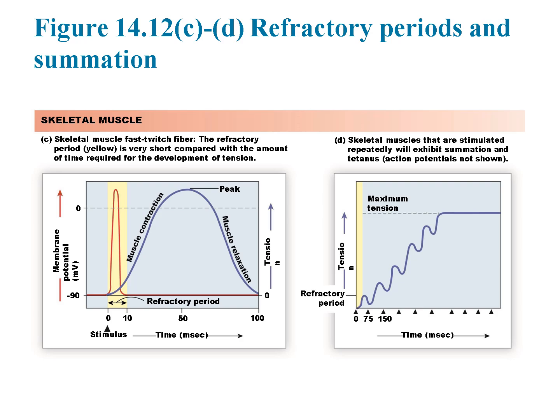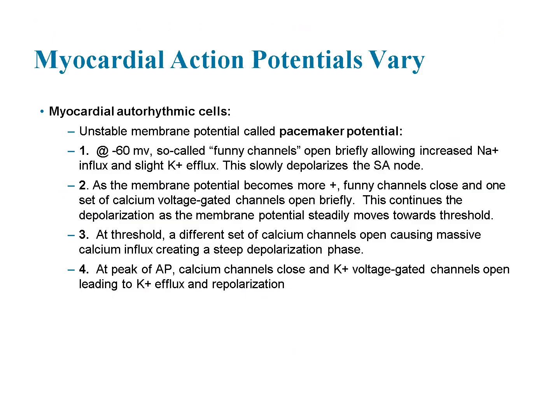generate force as needed. The action potentials of myocardial autorhythmic cells differ from those of contractile cells, allowing them to serve as the heart's natural pacemakers. These specialized cells generate rhythmic electrical impulses without requiring external stimulation. Unlike contractile cells, autorhythmic cells have an unstable membrane potential known as the pacemaker potential. This gradual depolarization ensures that the heart continues to beat automatically.